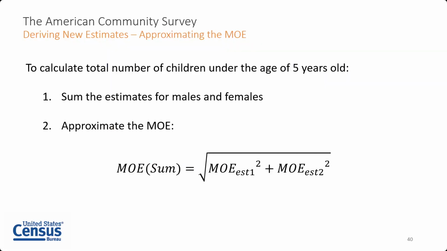To find this estimate, sum the estimates. Approximating the MOE takes a little bit more work. Similarly to what we did for the example with the z-score, you must square the individual MOEs, sum them together, and then take the square root.